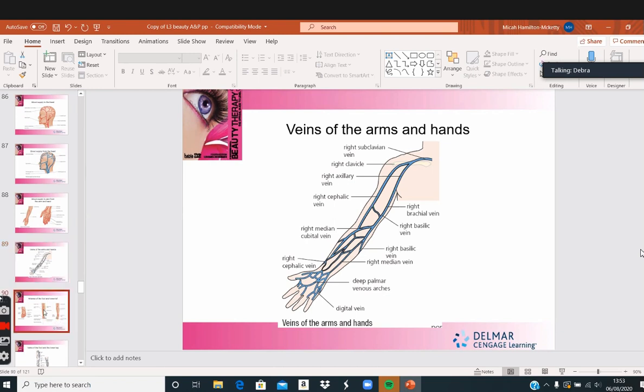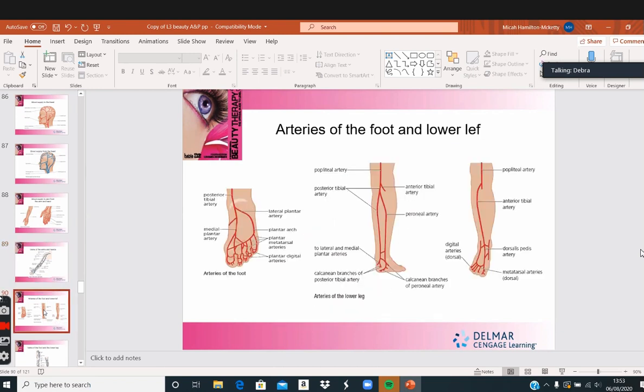And then we also have the arteries of the foot and lower leg that you need to learn. It comes from the heart down to your feet, remember. So this is going up, with oxygen in it, so you notice it's red. We need to know where these are, so that's part of our homework.